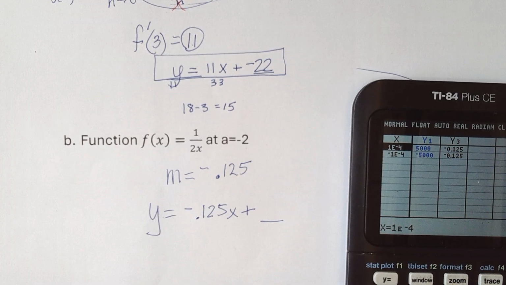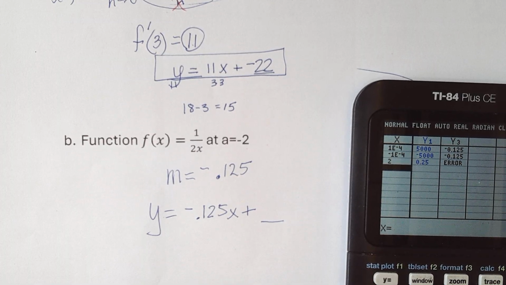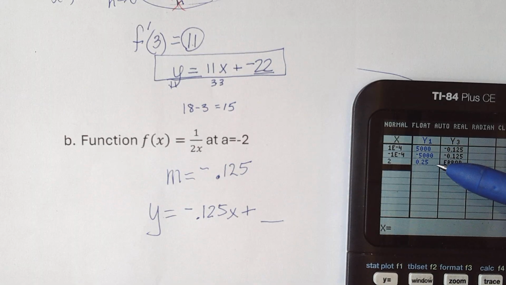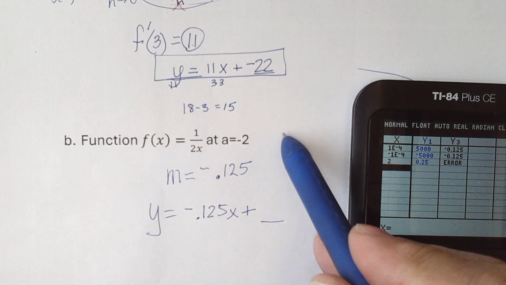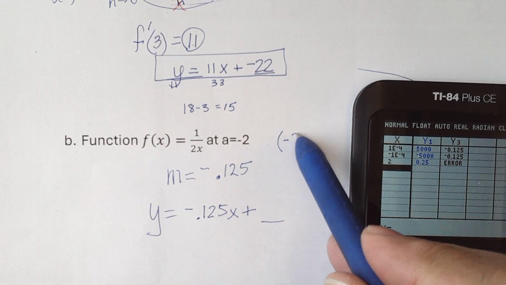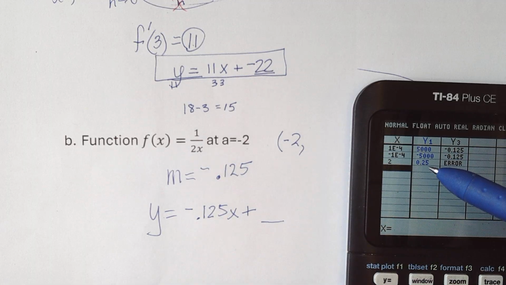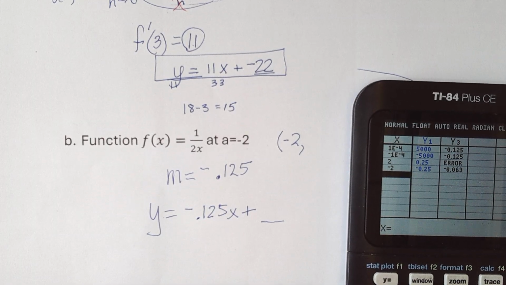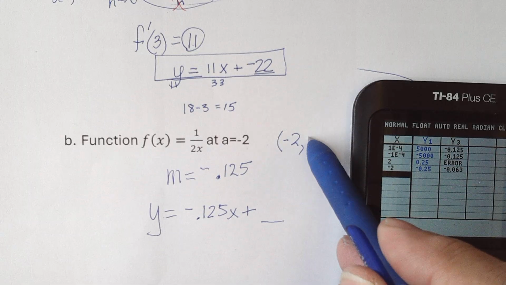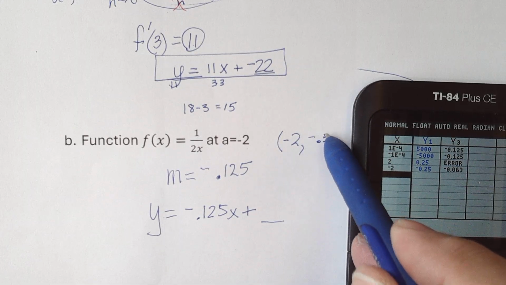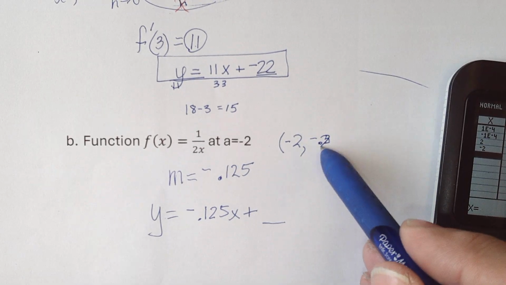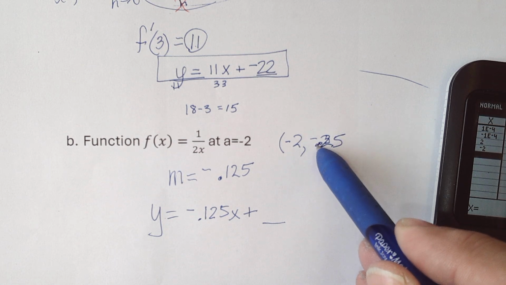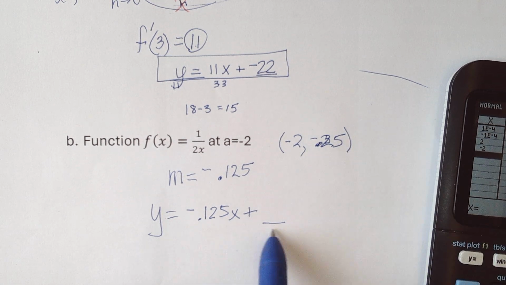Now I need to put 2 into the equation. y1's the equation, so I can just come down here and put 2 in, and it says it's 20.25. So this equation goes through the point, I got to put in negative 2. Negative 2, it goes through negative 0.25. So I have to make this equation go through that.